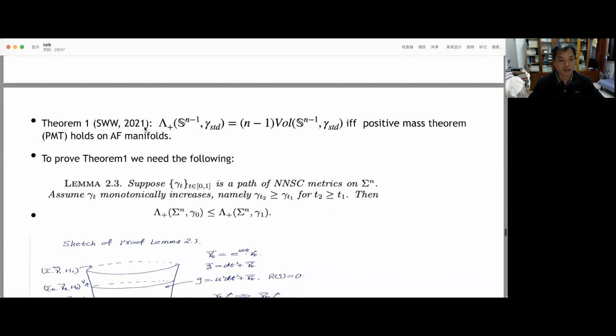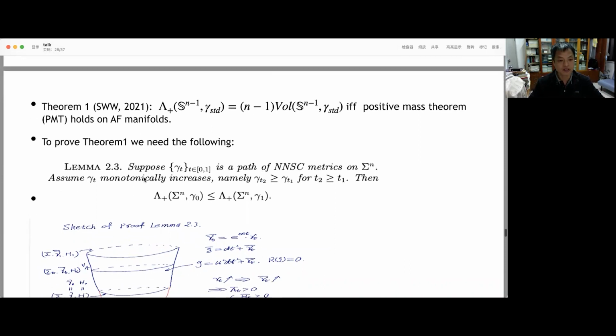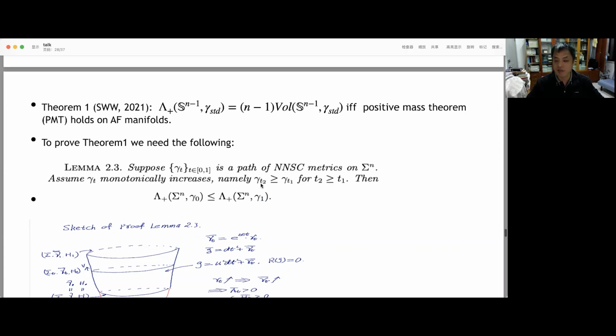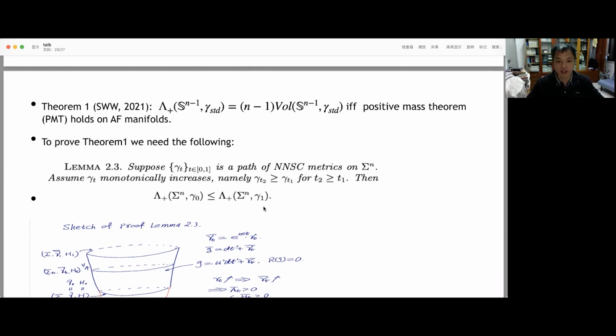In order to prove this theorem, we need the following lemma, which is called the monotonicity lemma. That is, let gamma_t be a smooth path of non-negative scalar curvature metrics on this Riemannian manifold sigma, and gamma_t is assumed to be monotonically increasing. That is, for any t2 bigger than t1, we always have gamma_t2 bigger than gamma_t1. Then we can show that lambda plus of this Riemannian manifold cannot be bigger than that one. This is called the monotonicity lemma.